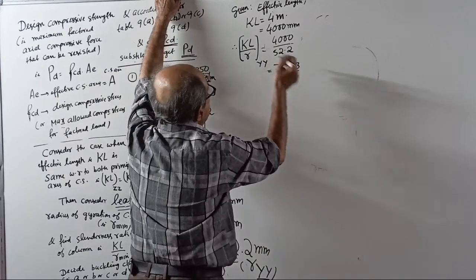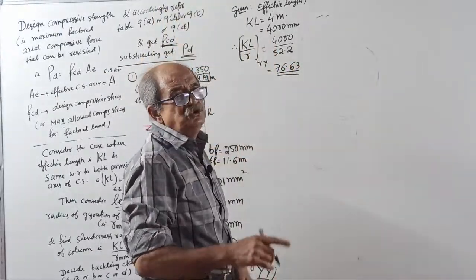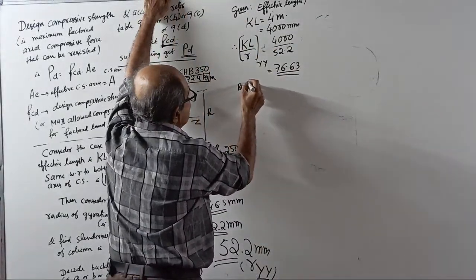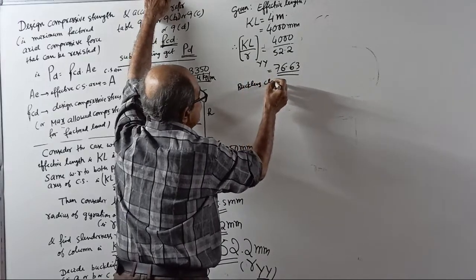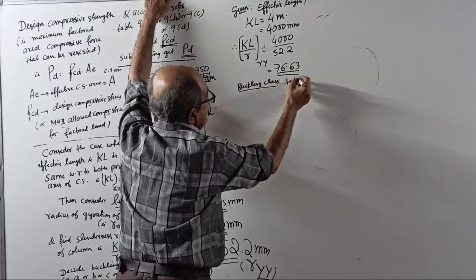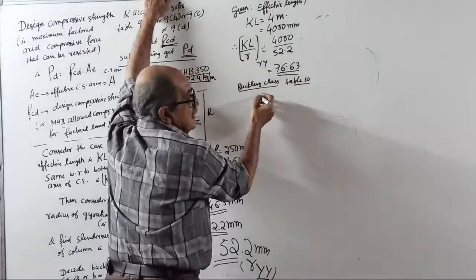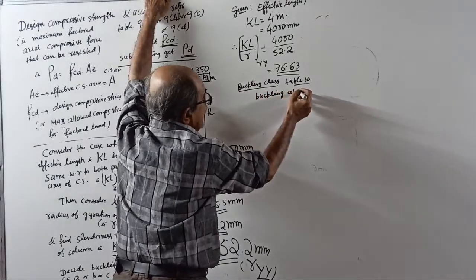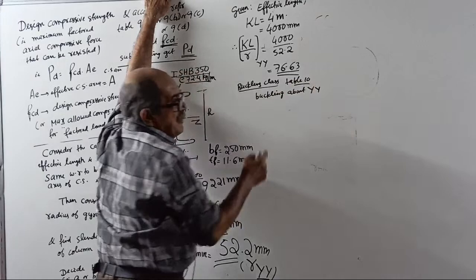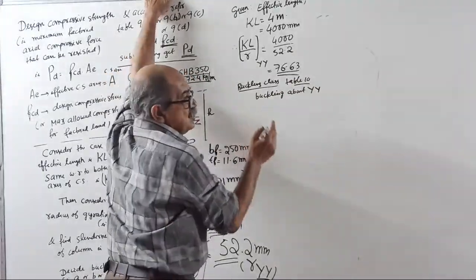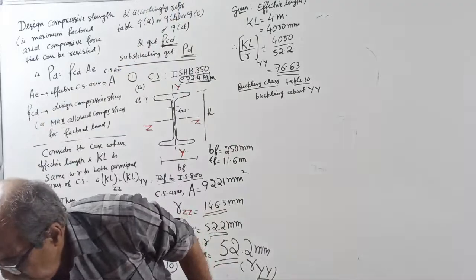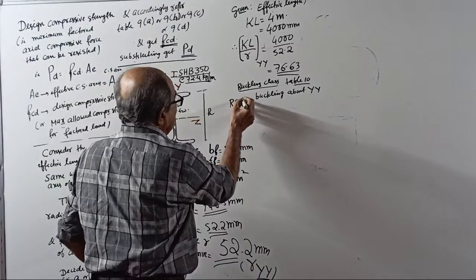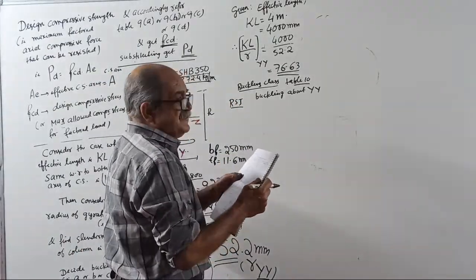Okay. Now you require fcd. So you should know which table number. Therefore, now decide buckling class. Ready. Table number 10. Table 10. Remember, buckling about which axis? Tell me. Buckling about YY. So therefore, if table 10, you refer for RSJ, rolled steel joist. Sorry, rolled I section.